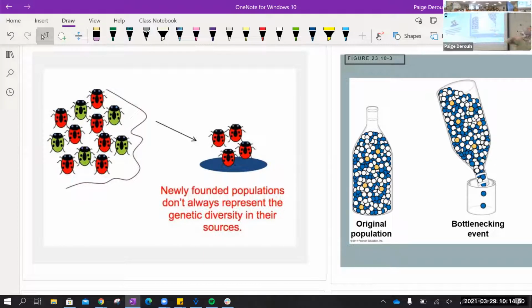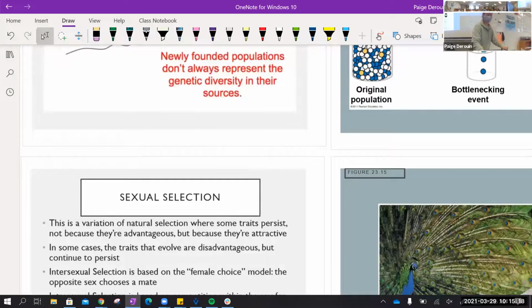Anyways, this is the bottleneck situation. Obviously this is just a model, but you have some sort of catastrophe. Only a few organisms survive it, which means that now you're not going to have really any yellow. You're not going to have any white. You're just going to have a population of blue marbles. So you've removed all the variation, okay? That would be the bottleneck effect. Okay, good so far? Okay.